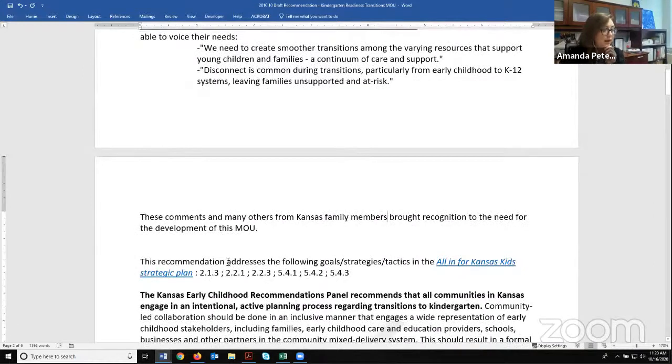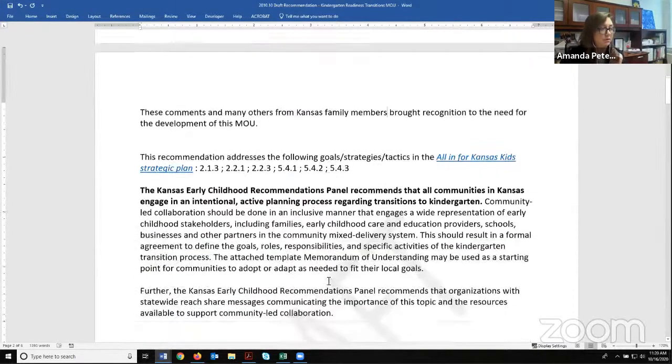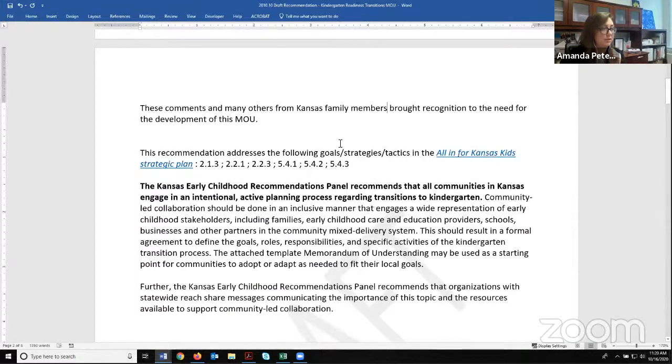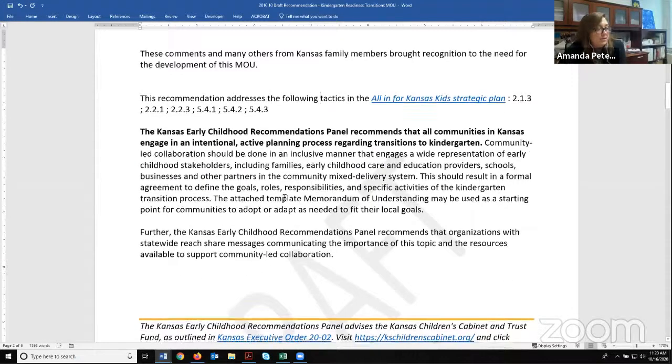And then we've got this recommendation addresses the following goals, strategies, and tactics in the strategic plan. Thanks for pulling those, Debbie. And I think that these are all actually tactics. Isn't that right? All right, so this is kind of the important piece. So let's take a minute to read and look at this.